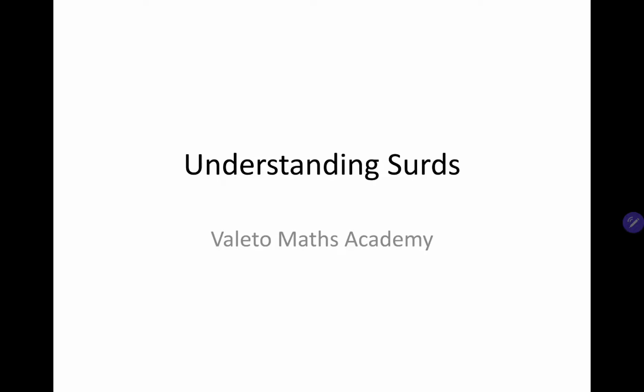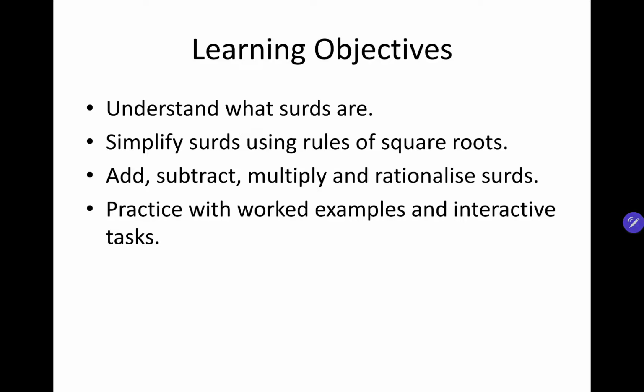Today we'll be looking at swords, like I promised. The aim of this class is to understand what swords are. In some lessons before, I told you guys we're going to take a deeper look at swords and factorization. So here we are. We'll also be checking how to simplify swords using rules of square roots. Then we'll add, subtract, multiply, and rationalize swords. Then we'll practice using worked examples and interactive tasks.